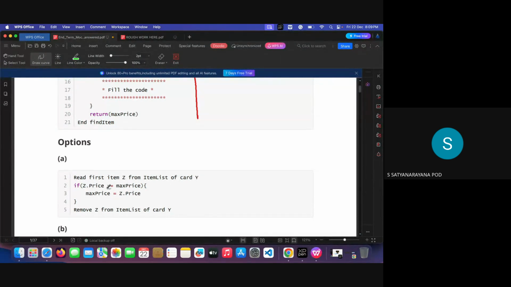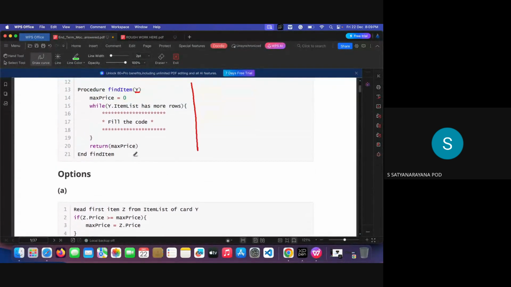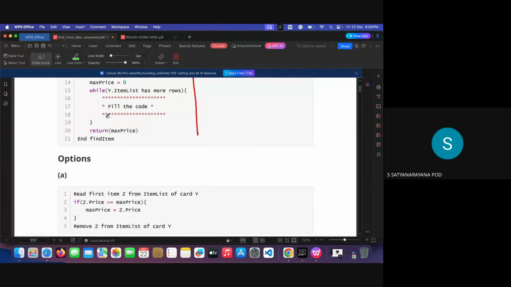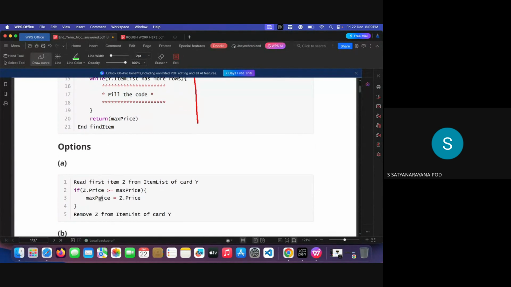If Z dot price is greater than max price, what is my max price? 0. Whenever you're finding a maximum value, we initialize it to 0, and if an upcoming value is greater than or equal to max price, then we update max price equal to Z dot price, the updated value. First 0 is there, then the first item price is there. If the second item is bigger than the first item, then that is updated. Otherwise, max price contains whatever the maximum is till now, and it is maintained.